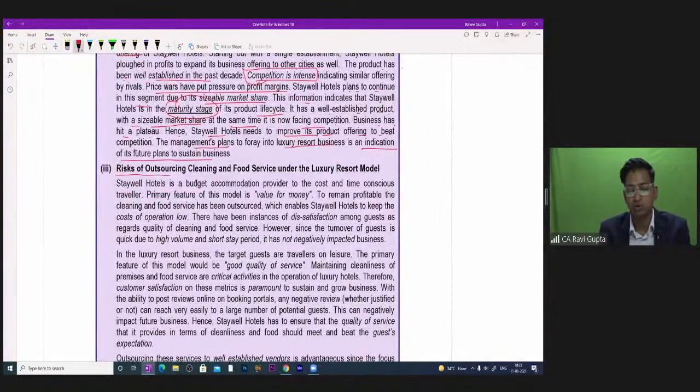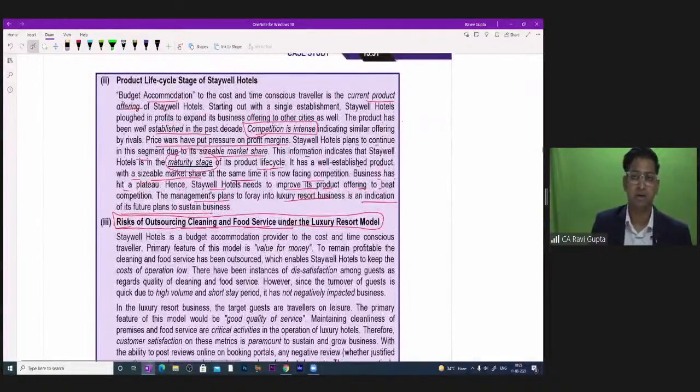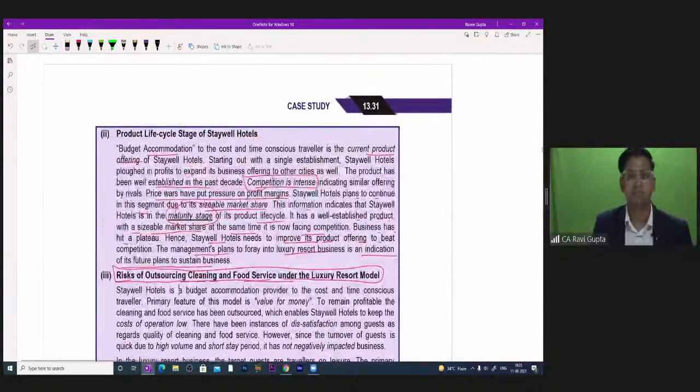Risk of outsourcing cleaning and food services under the luxury resort model. Now, what is the risk if we are outsourcing the cleaning and food services under the luxury resort model? See, if we talk about the current operations, which is more about the cost conscious travelers, here it's completely fine.